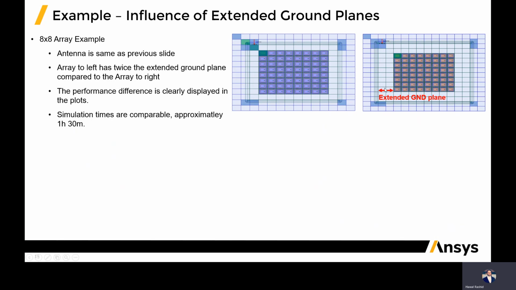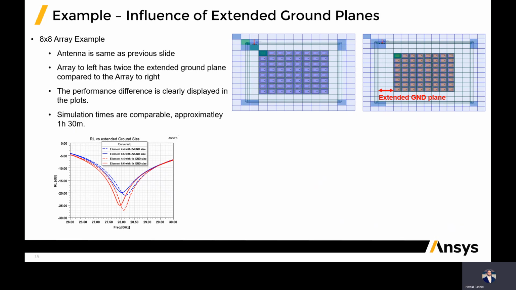So this is twice as long ground as we have in the case 1. This is quite similar, and they also took about the same time to simulate. So firstly, what we can look at is, for example, the return loss. We have plotted the return loss for 2 scenarios. One is the corner element, and the second is an element further in.